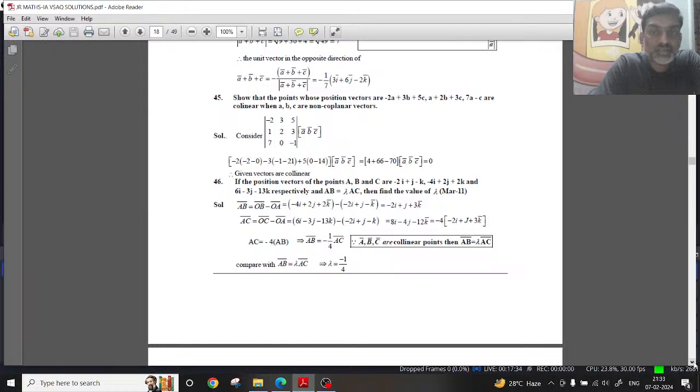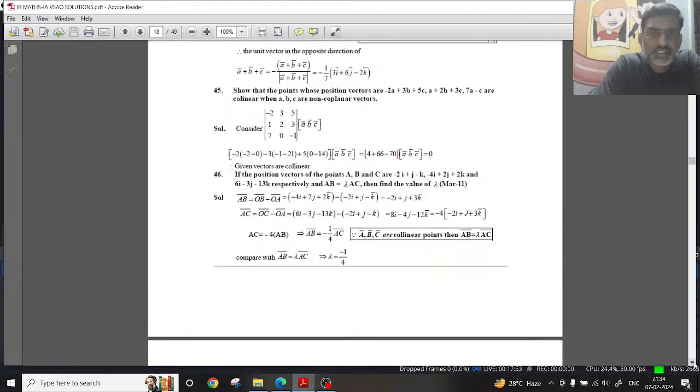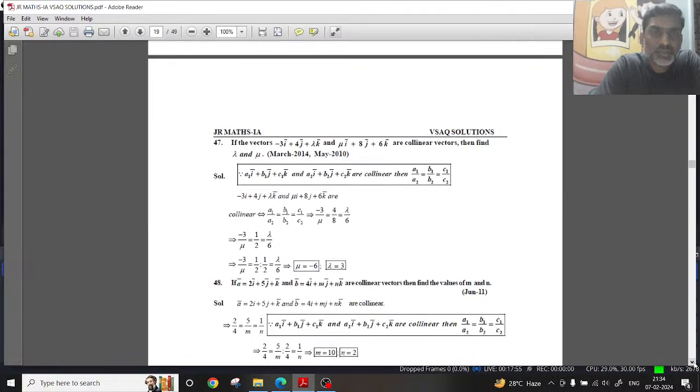Right? The collinear vectors definition is also important. Questions related to collinear vectors are also important. So question number 45 and question number 46 are also important. In question number 46, the position vectors of A, B and C are given, and they are telling AB is equal to lambda times AC. As usual, find AB and AC, then substitute and simplify, and we can get the lambda value.